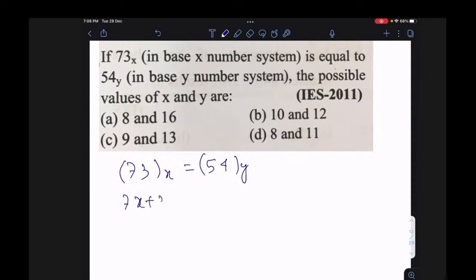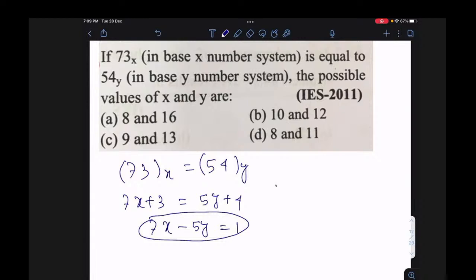If I convert to base 10, it is 7x plus 3 is equal to 5y plus 4. So the equation is 7x minus 5y is equal to 1, isn't it? We have only one equation. Then how do you get it? The only possibility is you go to the options and see which option is satisfying this. Some of you are saying D. Is D satisfying? Let's see. 7 into 8, 56, minus 5 into 11, 55, is 1. Yes, D is satisfying. This equation is satisfied by only option D. But tell me, what is the exact value of x and y? We can't have a unique answer because we have only one equation and two unknowns.